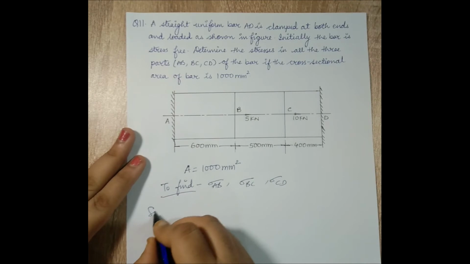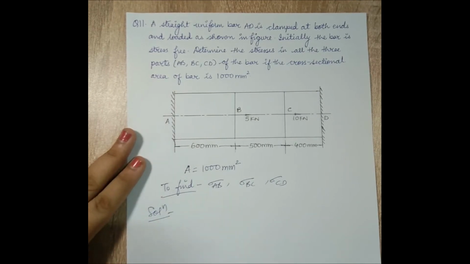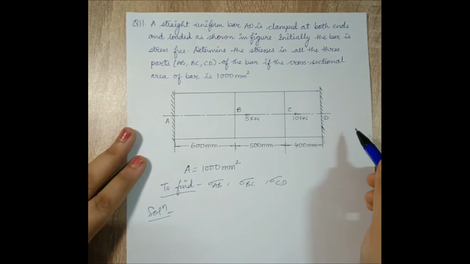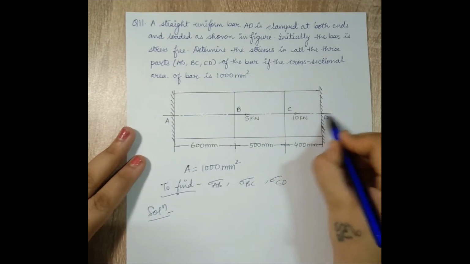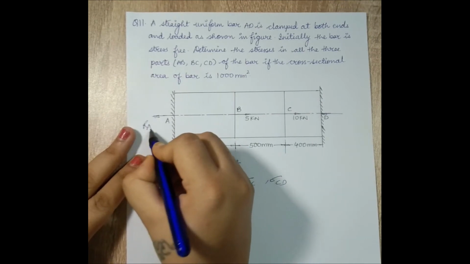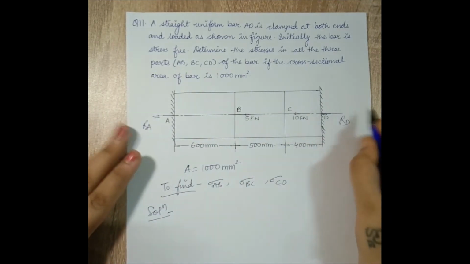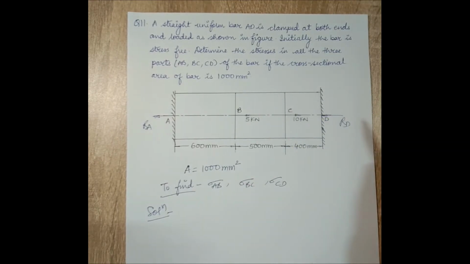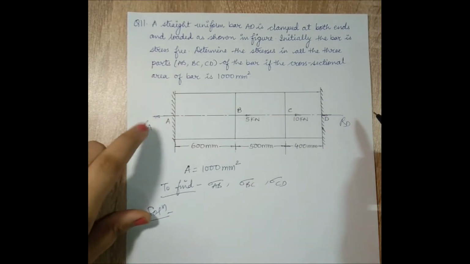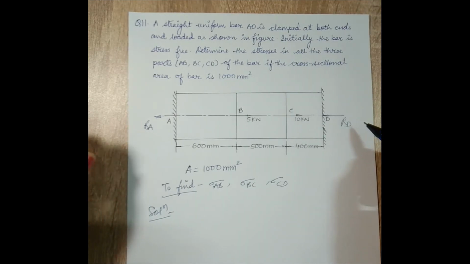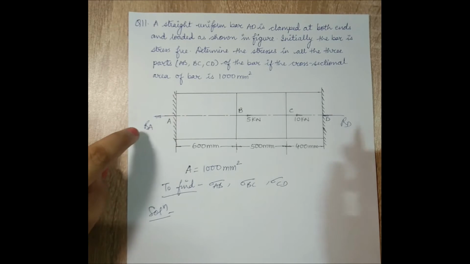Now for solving, the first thing which I need to do is I need to find out two reactions at these points A and D. I will assume the direction. I have no hard and fast rule for assuming these directions. I assume both go towards the left because B and C are shown towards the right. It is possible that RA is towards the left and RD is towards the right. It will be proved once I find the value of RA and RD.